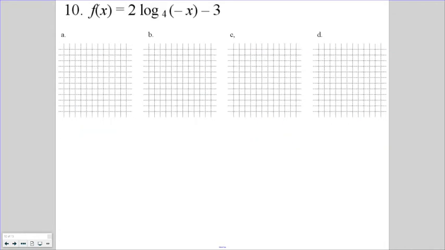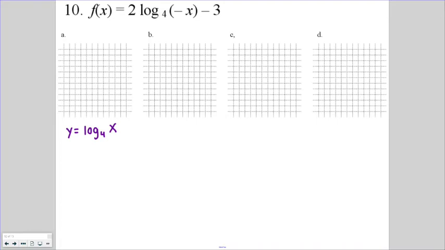So number 10 looks like this. We've got 2 log base 4 of negative x minus 3. So let's talk about the parent function first. The parent function is inherently like essentially what we've got. So we have a log base 4 of x situation with a bunch of other things, transformations. So we're going to start with the parent function, which is just log base 4 of x.